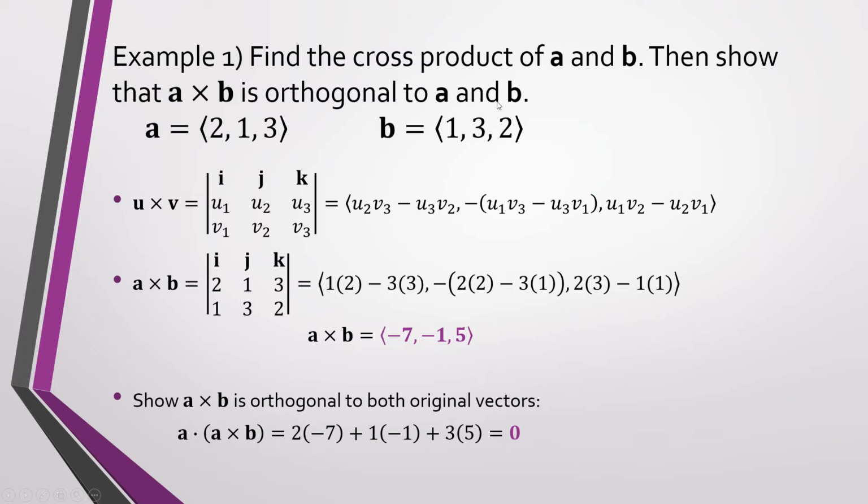Let's take a look at vector B. So multiply our x components, 1 times negative 7, plus multiplying our y components, 3 times negative 1, plus multiplying our z components, 2 times 5. 1 times negative 7 is negative 7. 3 times negative 1 is negative 3. 2 times 5 is 10. Negative 7 minus 3 plus 10 is also 0. So we have shown that our cross product is orthogonal to our original vectors.